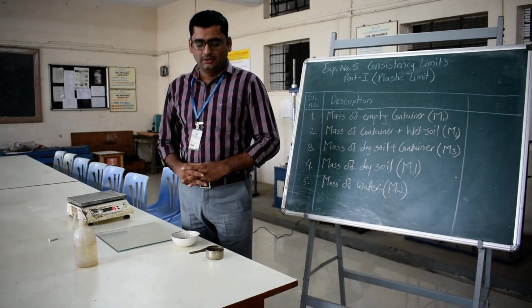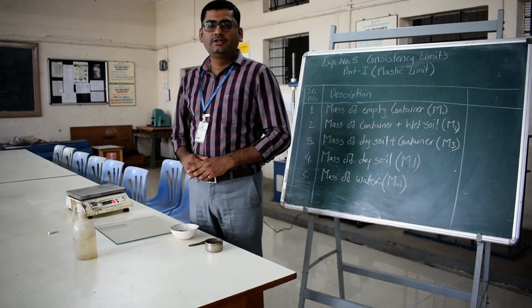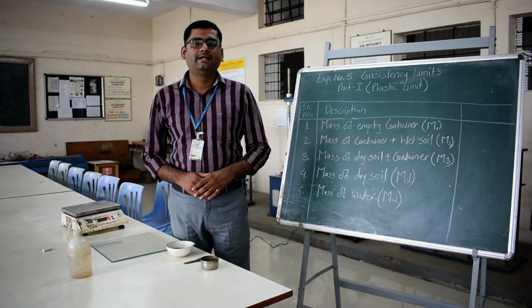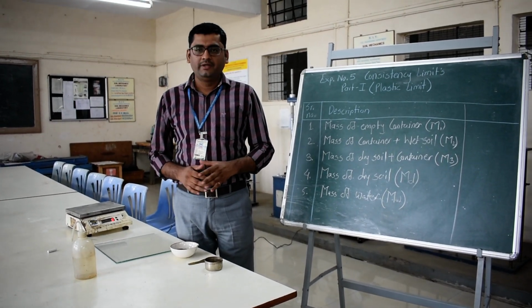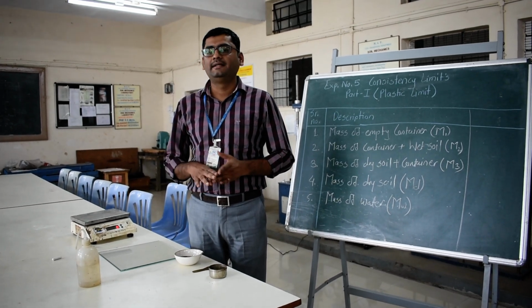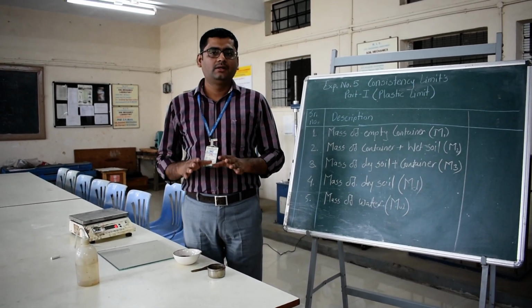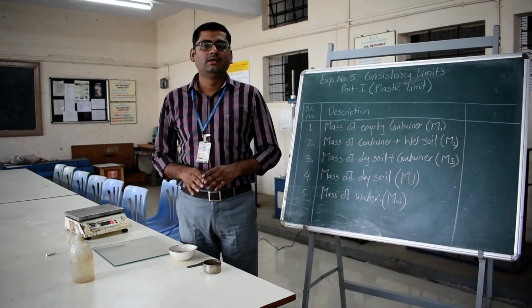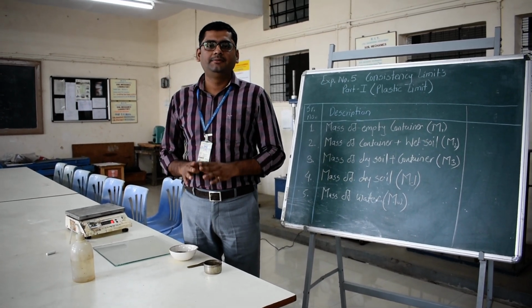Hello students, now we are going to see experiment number 5, that is consistency limits. Within consistency limits we are going to determine the plastic limit, liquid limit and shrinkage limit of the soil. In this particular video we are going to see the first part, that is determination of plastic limit.